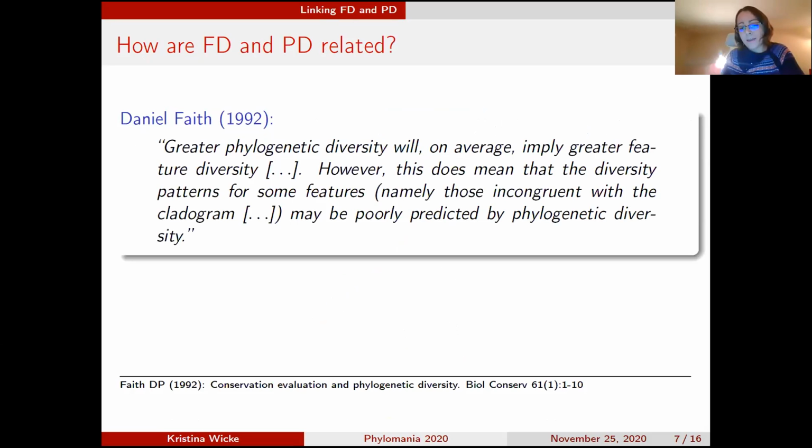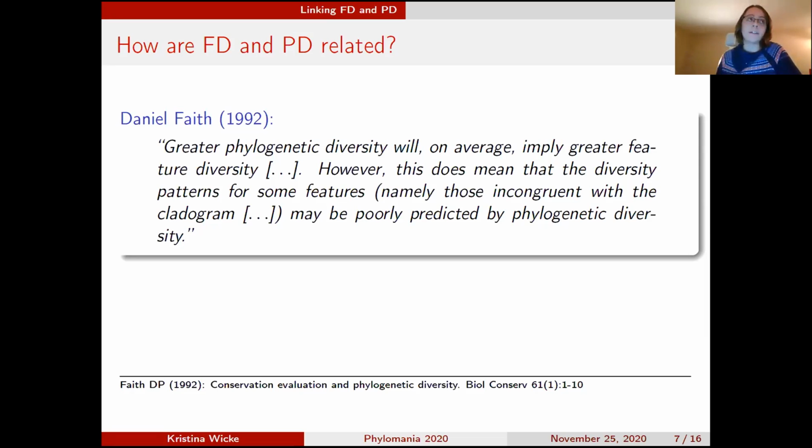Okay, so Daniel Faith then concluded in his paper that greater phylogenetic diversity will, on average, imply greater feature diversity. However, he also noted, and this is important, that this is not guaranteed to be the case. So he went on, however, this does mean that the diversity patterns for some features may be poorly predicted by phylogenetic diversity. And surprisingly, while this paper has been cited excessively in the literature, more than 2,000 times, I think, the formal relationship between phylogenetic diversity and feature diversity had never been formally studied. And so this is what we were interested in.